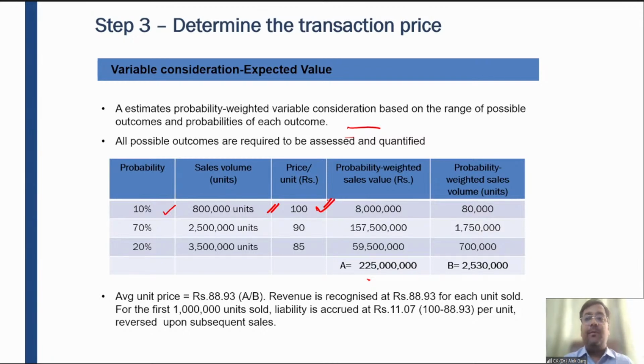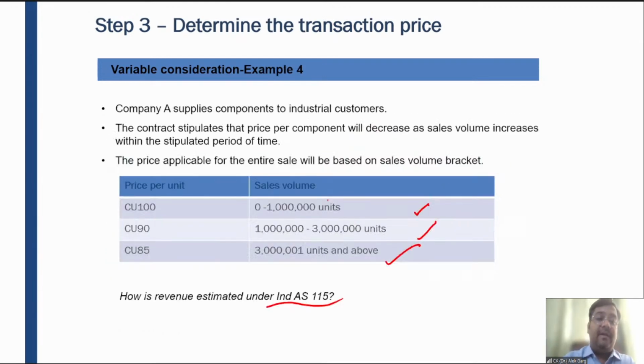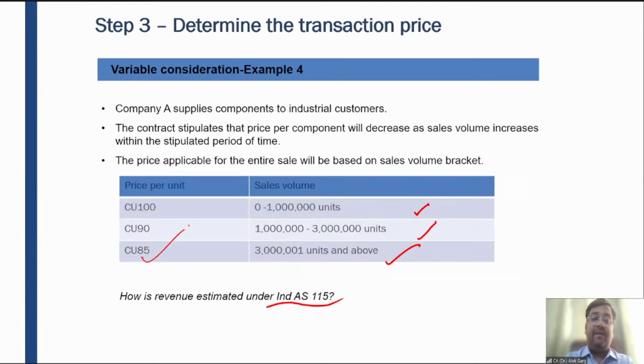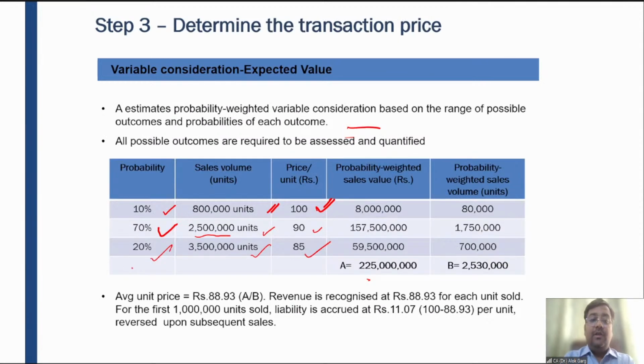So friends, 10% probability is there that the sales volume will be 8 lakh units. If the sales volume is 8 lakh units, then the price would be 100 rupees. 70% probability is there that the sales volume will be 2.5 million units, 25 lakh units. And if it is 25 lakh, the price will be 90 rupees per unit. 20% probability is there that there will be 35 lakh units of sale. And if it is 35 lakh units, it will come under the bracket of 85 rupees. So this is total 100%. These are the units, the probabilities, and the prices.